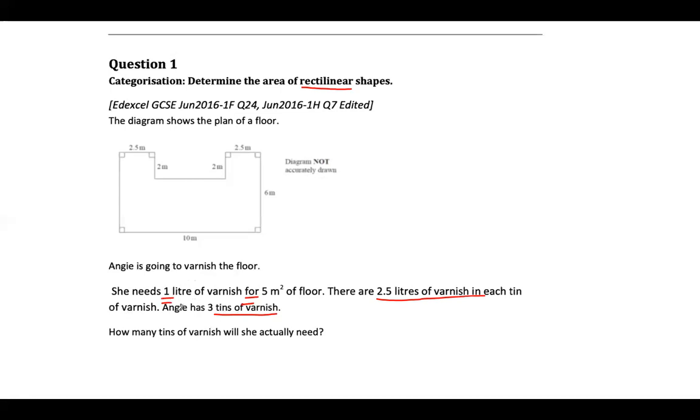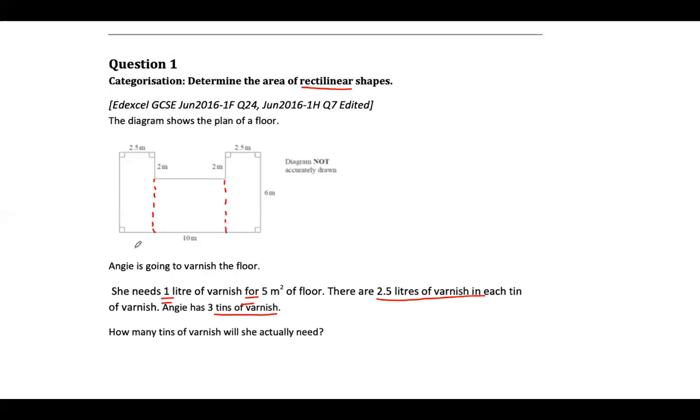So we need to find out not just how many liters, but how many tins of varnish. Which means you need to find the area of the whole shape. Now, as you see, the rectilinear shapes we can see as compound shapes, so we can divide them into more simple shapes. We can divide this shape into 3 rectangles, or 2 rectangles and a square. It depends on the length of the sides. So let's have a look.